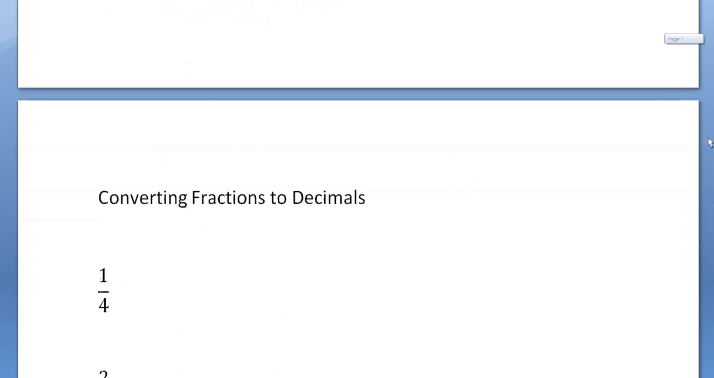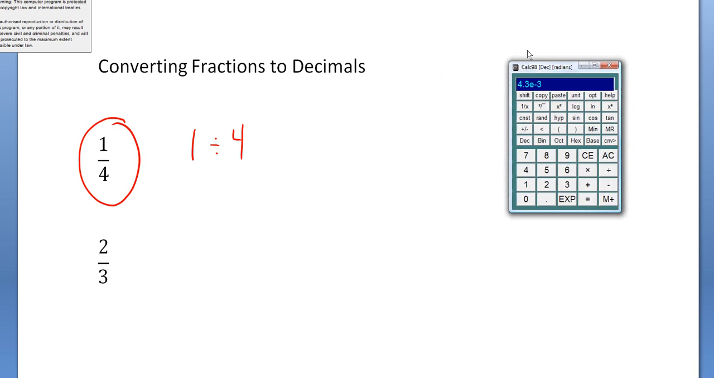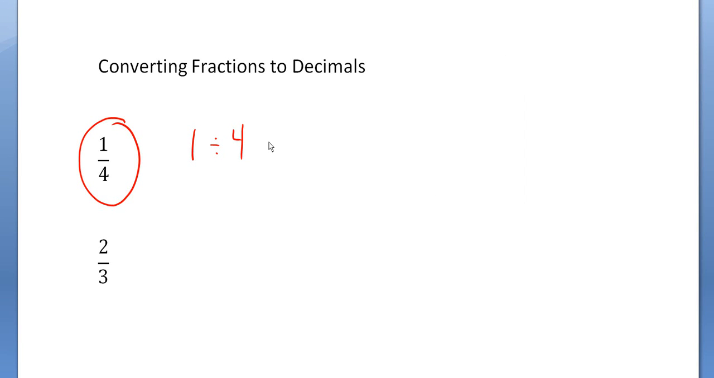Okay, let's talk about converting fractions to decimals. This is really easy because you need to understand that a fraction is just a division problem. This says 1/4, but it also says 1 divided by 4. And so if I wanted to do this problem, I could just pull up my little calculator, and I could put 1 divided by 4 equals 0.25. And so if you ever want to convert a fraction to a decimal, all you have to do is change it into a division problem.